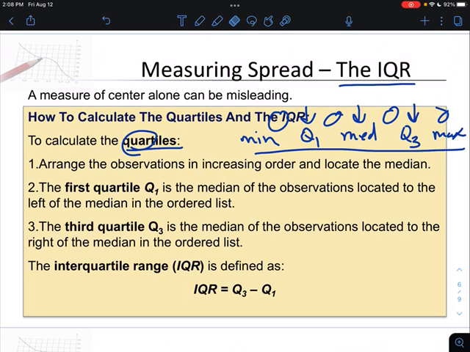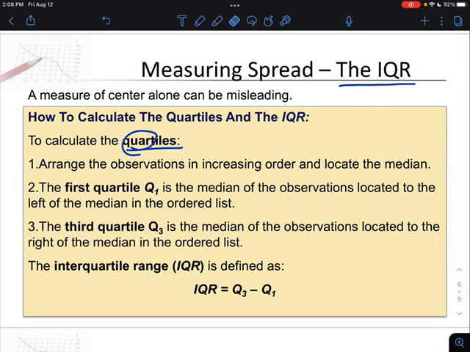So that's kind of what we're dealing with there. Now, if we look at this here, it says arrange the observations in increasing order, locate the median. So that's the first thing: we locate the midpoint of our data. Then we find the midpoint of the left side, there's our quartile 1. Find the midpoint of the right side, there's our quartile 3. And then to calculate IQR, we take the larger quartile 3 minus the smaller quartile 1.